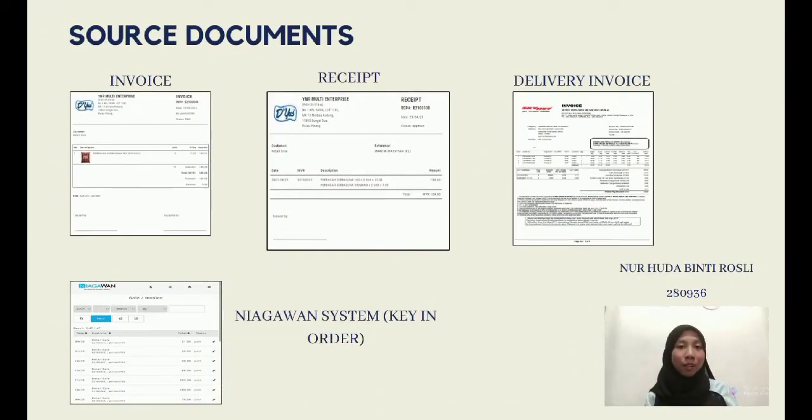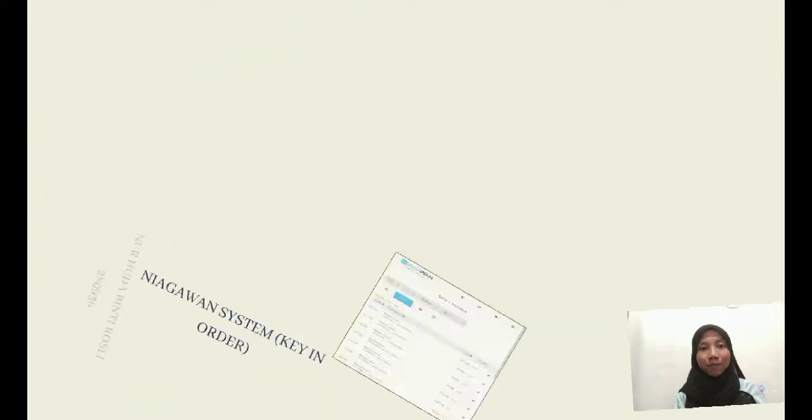These are the source documents used by Y&R Multi Enterprise in the revenue and cash receipt cycle. The first is the invoice prepared by the business after receiving the order from the customer. The second is the receipt that will be given to the customer to state the amount to be paid. Next is the delivery invoice that will be brought together with the product to the customer, and then the sales account, located in the Niagawan system, for keying in the order received.